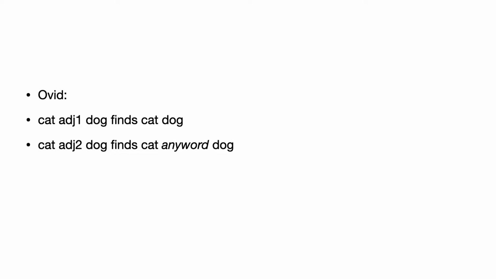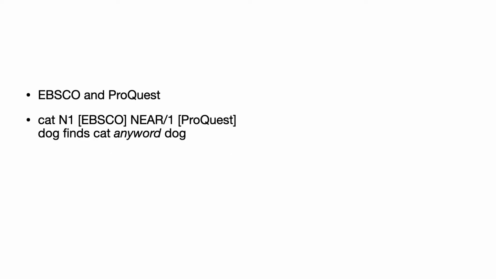In Ovid, cat ADJ1 dog finds cat dog. Cat ADJ2 dog finds cat any word dog. EBSCO and ProQuest, cat N1 or near 1 dog finds cat any word dog. So that's how it works. There is a difference and we need to be aware of it.